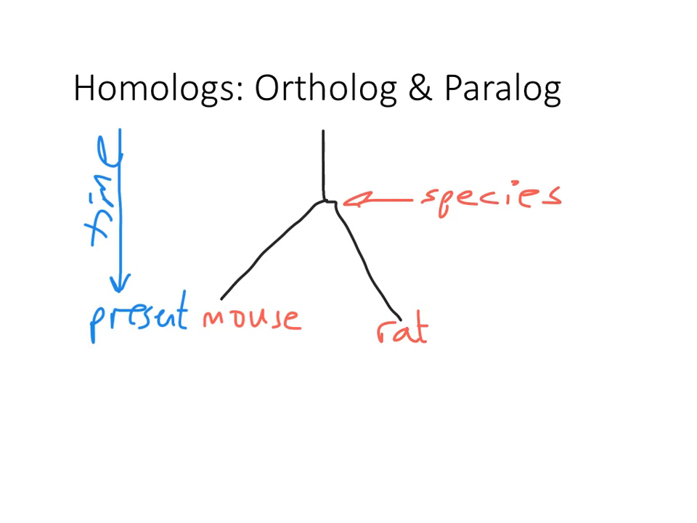Do the mice and the rats have the same genes? What do you think? What was that? Partially. Partially. That's a great answer. Mostly yes, because they evolved from a common ancestor. So they share a lot of the same genes.